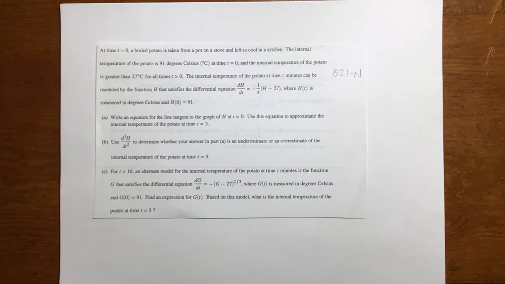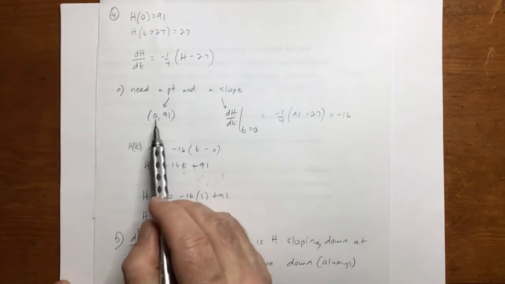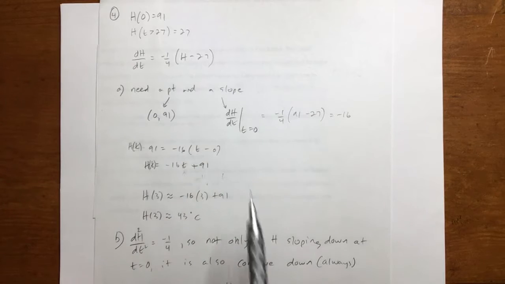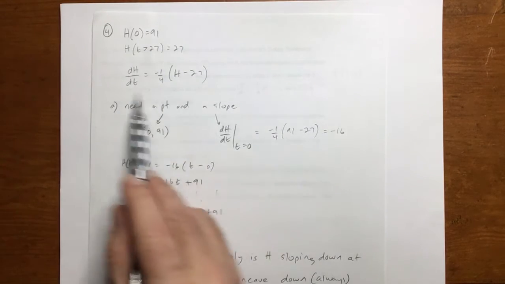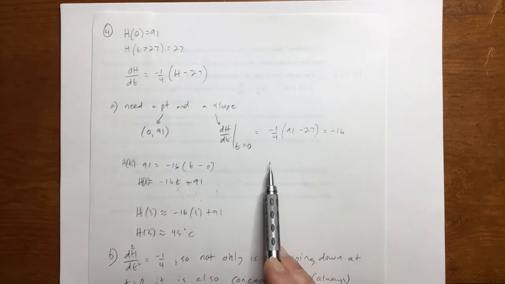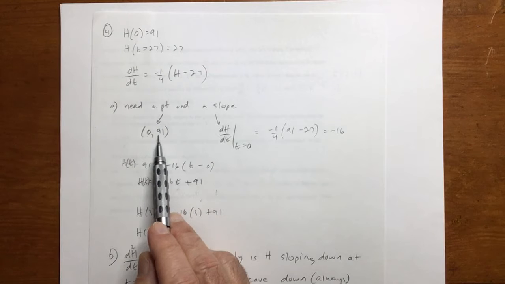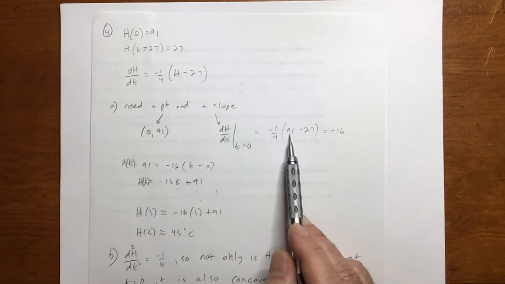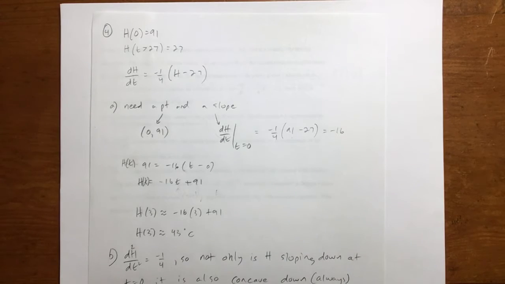So for the equation of a line, all we need is a point and a slope, and at t equals 0, our point is given to us, 0, 91. Our slope is right here. Okay, they gave you your slope, and so we just plug in 0 or 91 where applicable. Okay, so when h is 91, the slope is negative 16.